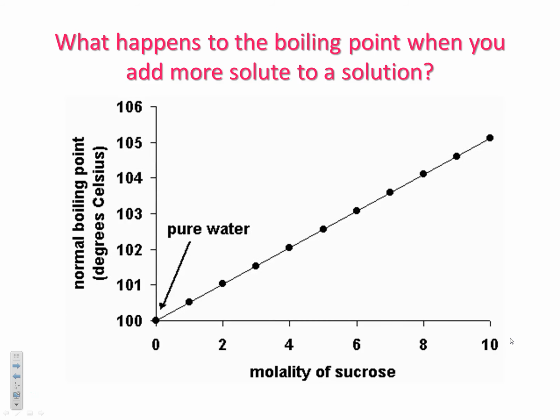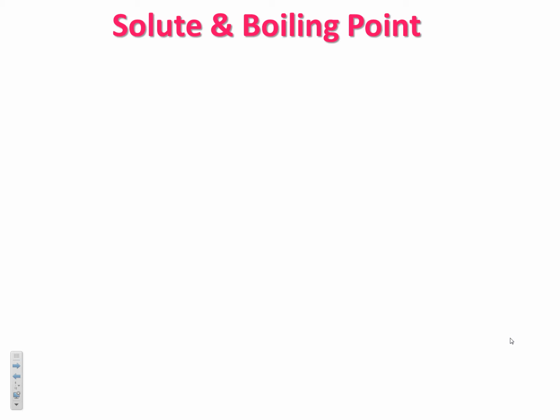So now we're talking about the other side of this. We're talking about boiling. And so you see if you add solute, then the boiling temperature actually goes up. This is called boiling point elevation.